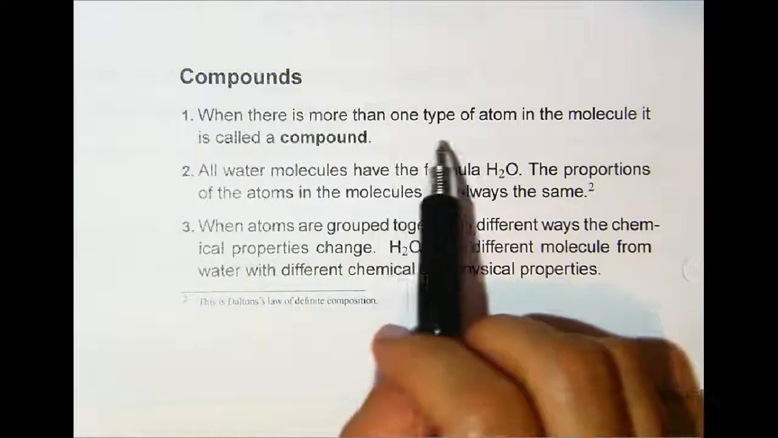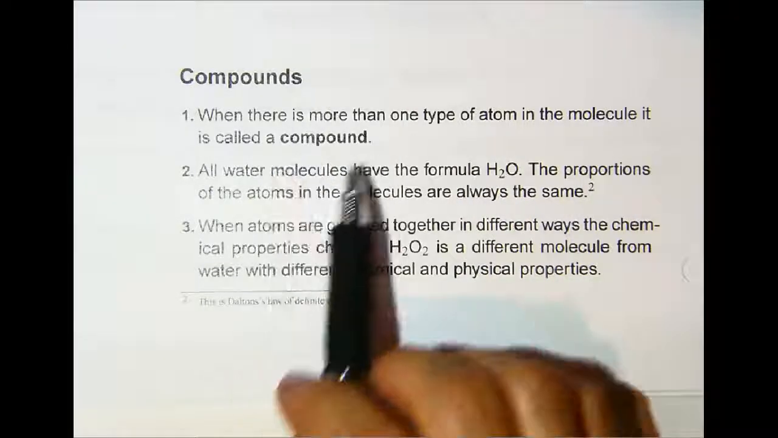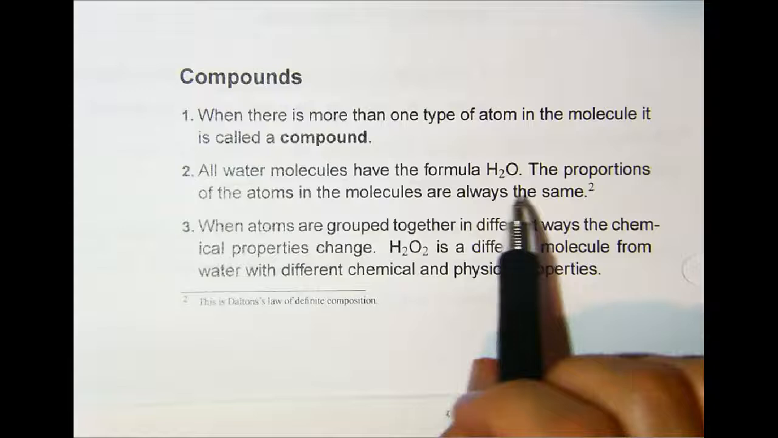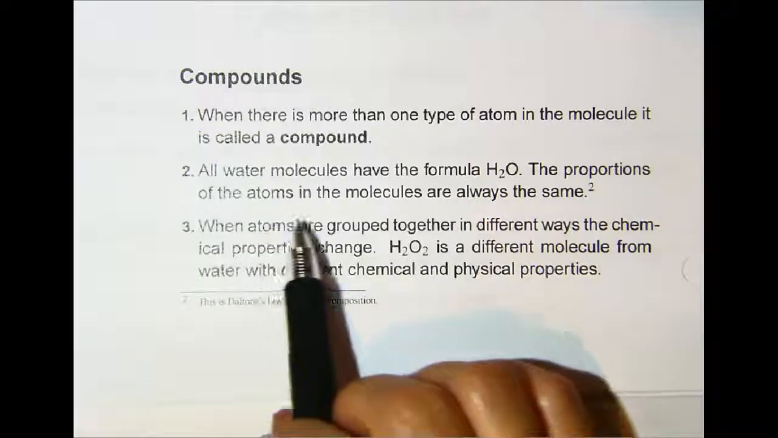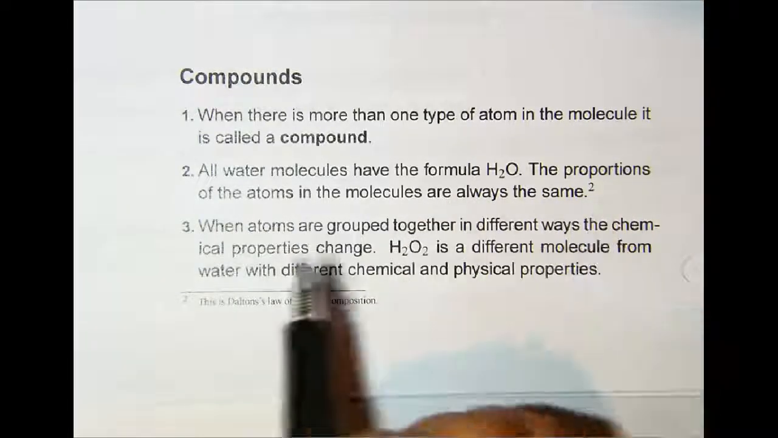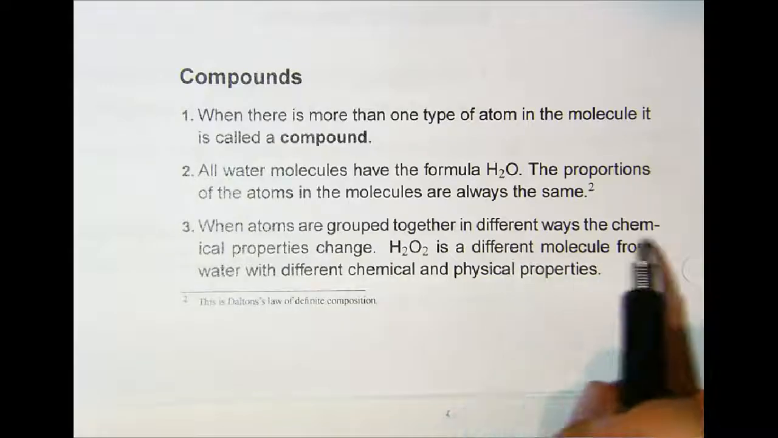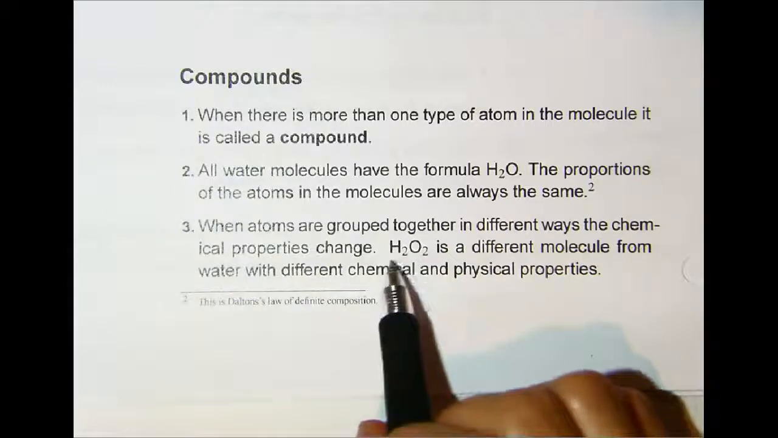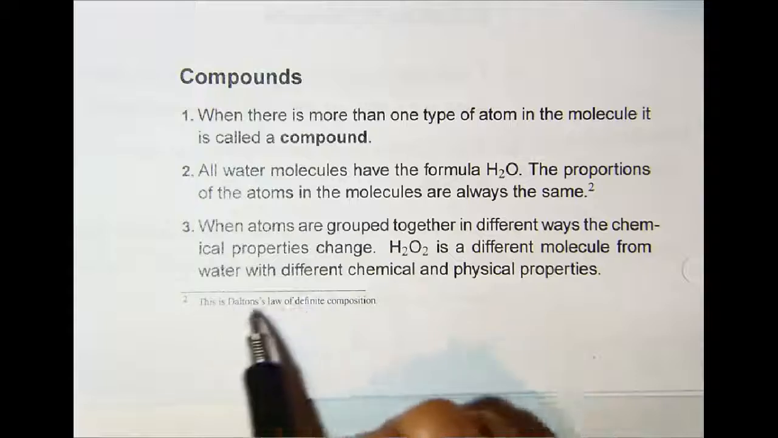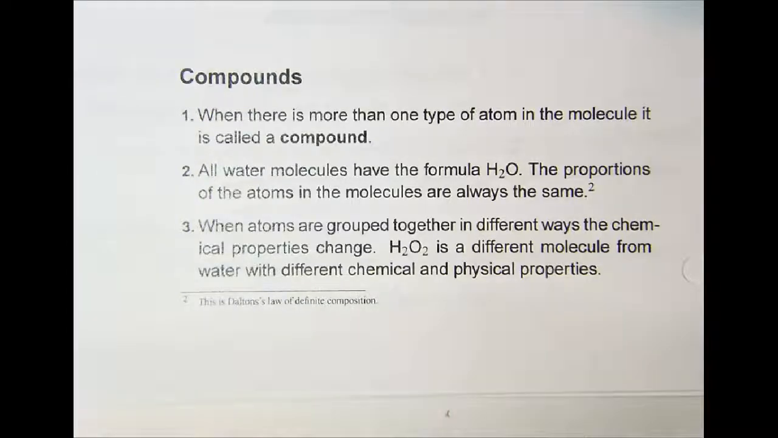Compounds. When there is more than one type of atom in the molecule, it is called a compound. All water molecules have the formula H2O. The proportions of the atoms in the molecules are always the same. When atoms are grouped together in different ways, the chemical properties change. H2O2 is a different molecule from water with different chemical and physical properties.